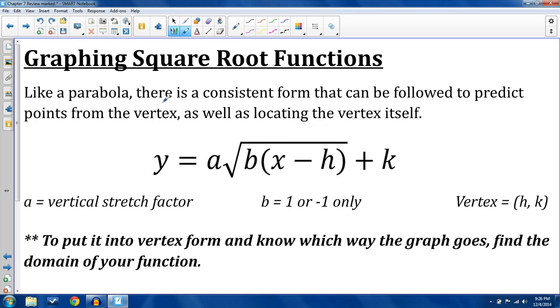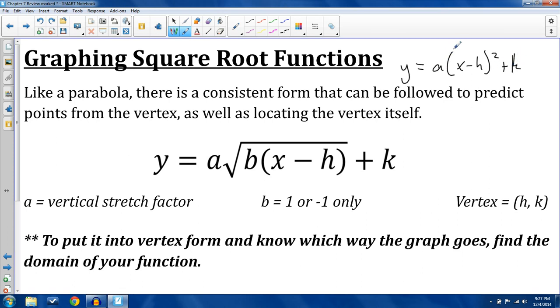Graphing square root functions. Parabola. Vertex form for a parabola looks like this. Let's get you familiar with it. Okay, x minus h squared plus k, where (h, k) was your vertex and a was your stretch factor.